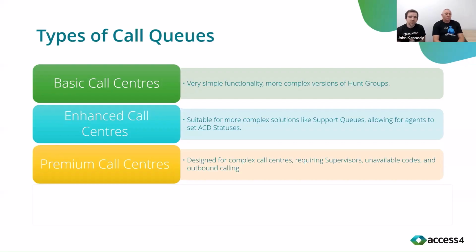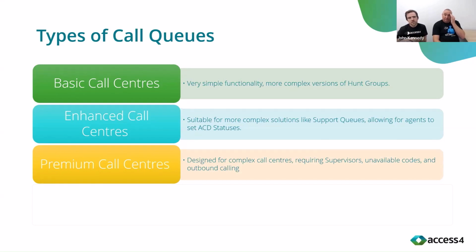We do have 4 different kinds of call queues in our platform. Basic call queues is a really basic functionality. Think of it more like a hunt group and then adding the queuing functionality onto it. So you're always in there, can be ringing a few different people at once, that kind of functionality.